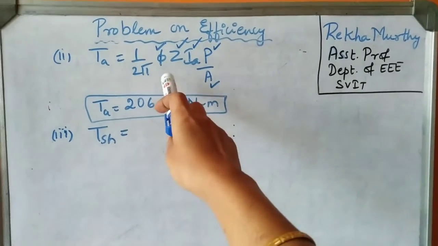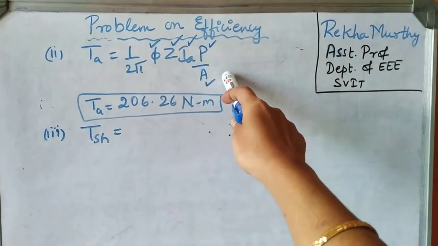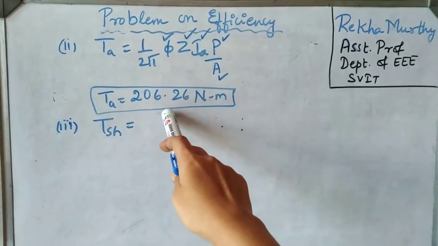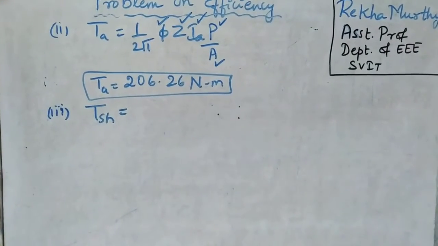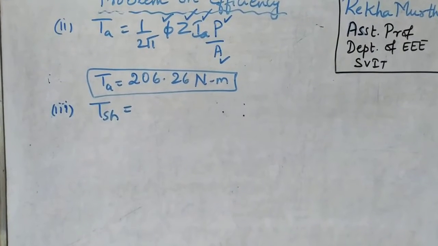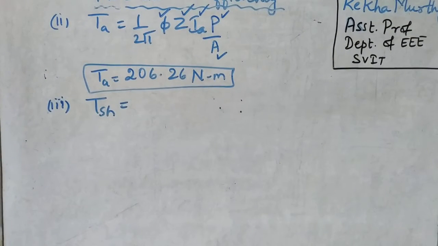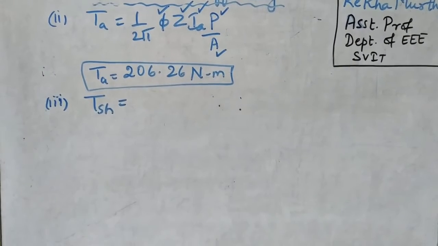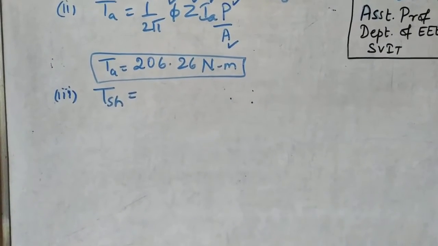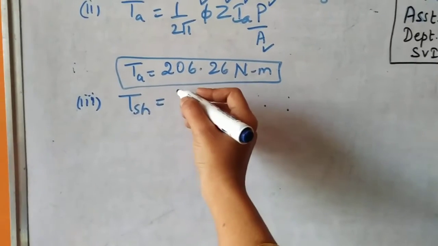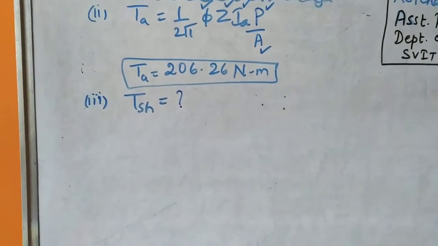The armature torque, after substituting these values, we get the answer as 206.26 Newton meter. Now coming to the shaft torque. We can write a relationship with the armature torque, that is, it is nothing but the difference between the armature torque and the lost torque. But here the rotational losses are not given, so we cannot use that relationship, right?